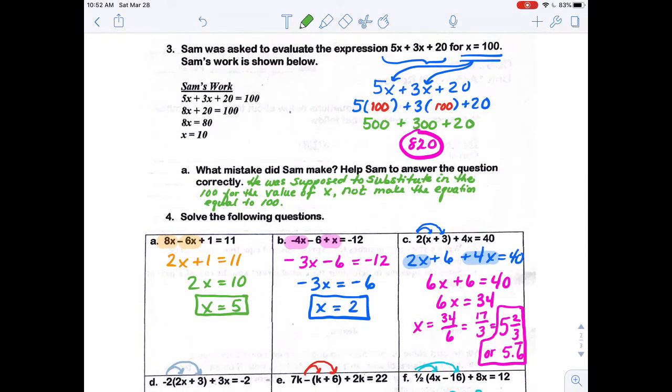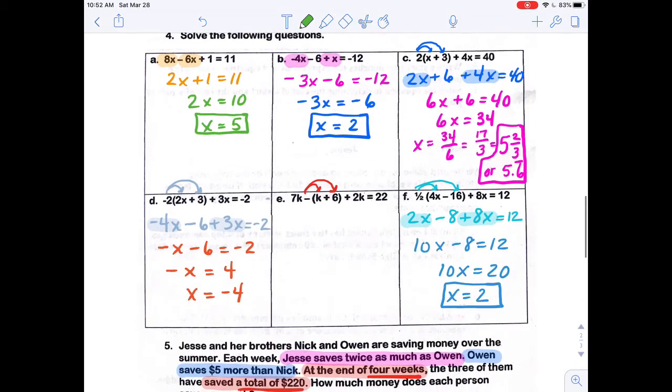Number 3 was pretty straightforward, finding out the mistake. He accidentally made the equation equal to 100. He didn't substitute in 100 for each value of x. Solving the equations were pretty easy.